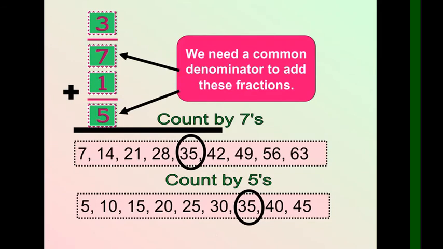Another, we have 3 over 7 plus 1 over 5. We need to get the common multiple of 7 and 5. So we need to count 7, 14, 21, 28, 35, 42, 49, 56, and 63. For the 5, we have 5, 10, 15, 20, 25, 30, 35, 40, 45. So as you can see, they have the same multiple, which is equal to 35.